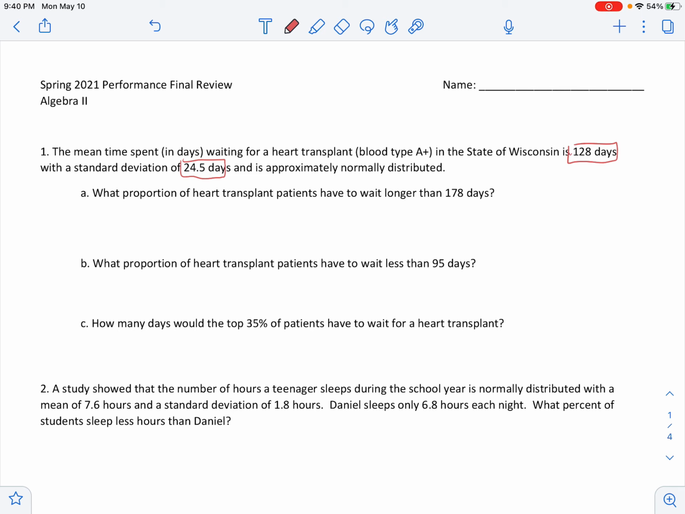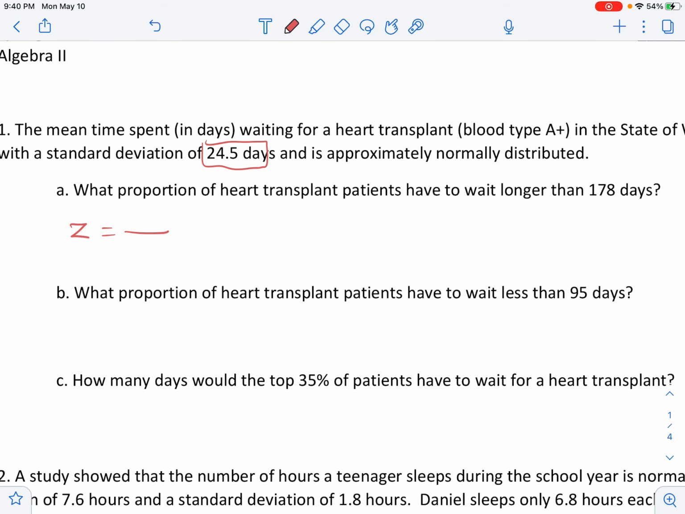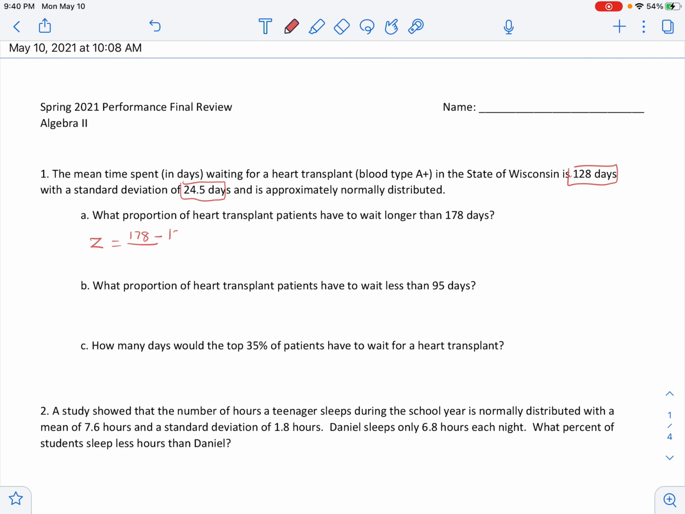So remember the z-score, it's z equals, it's a fraction. We start with the number that we want. So here we want 178 days. Subtract the mean, 128 days, and divide by the standard deviation. So if I plug that into my calculator, I'm going to do 178 minus 128 first, divided by 24.5, and I get a z-score of 2.04. And remember, we round to 2 decimal places because that's what our z-table shows.